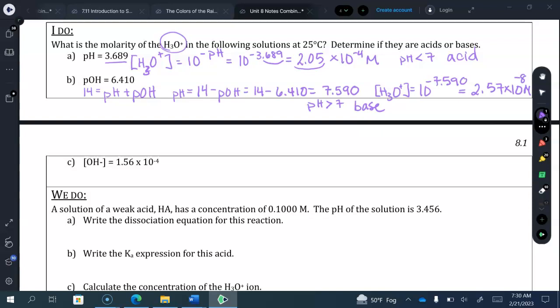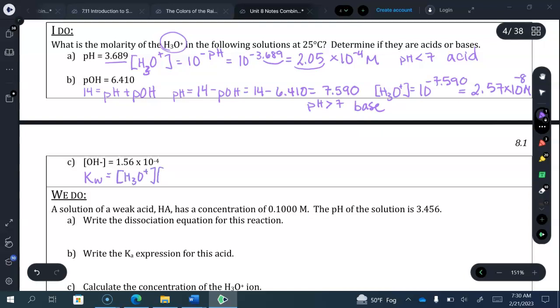Okay, finally we have the hydroxide ion concentration in C. There are a few ways to go about solving this. Looking at the equation sheet, I see an equation that says Kw is equal to the hydrogen ion concentration times the hydroxide ion concentration. Since this is at 25 degrees Celsius, I know that Kw is 1.00 times 10 to the negative 14.